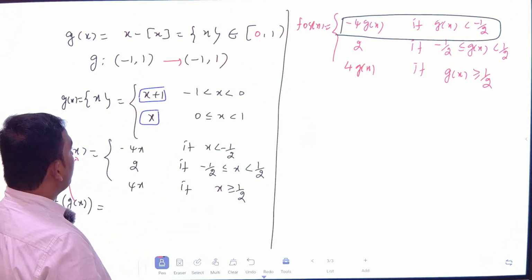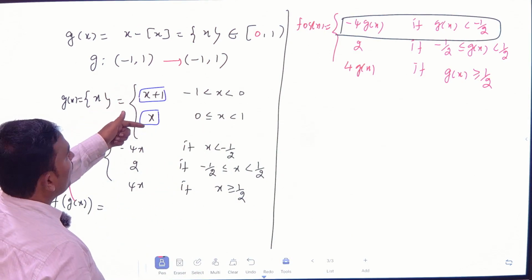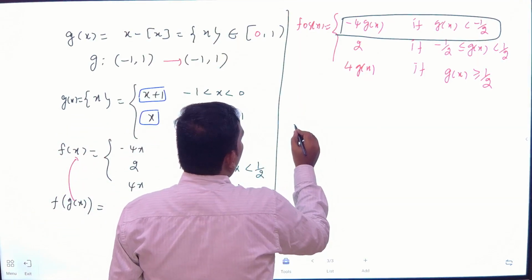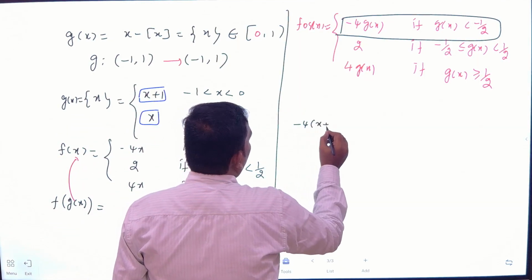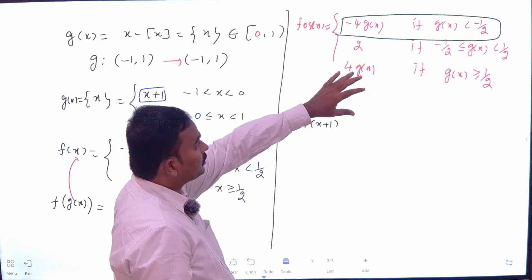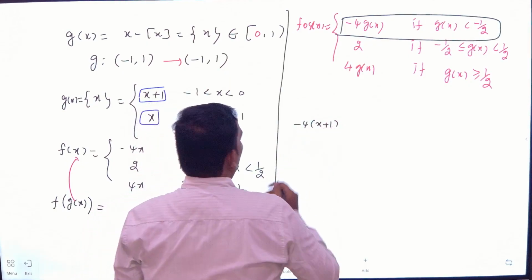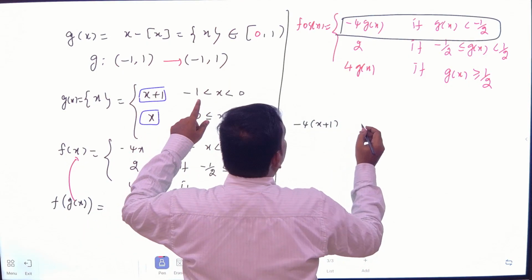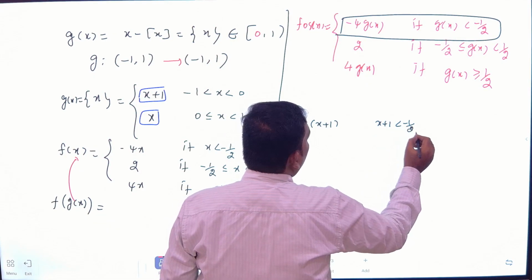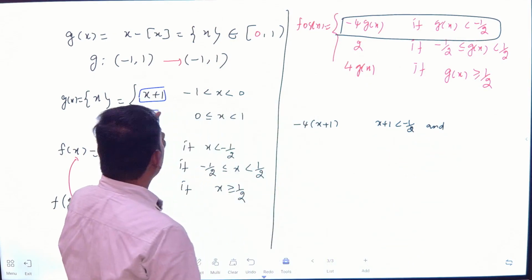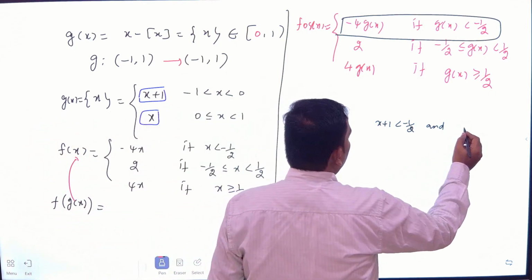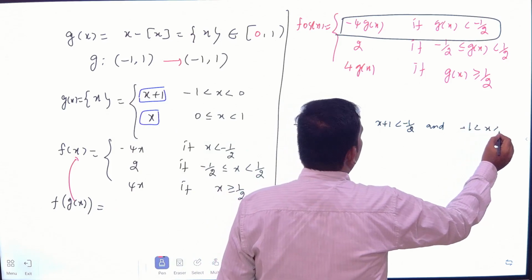What are the two piece functions there? You replace x with x plus 1 here. Roughly, you can do it: minus 4 into x plus 1, the first one. I am fixing the first one, right? Don't disturb the next two. Minus 4 into x plus 1, just replace, and x plus 1 is less than minus 1 by 2. And x plus 1 exists when x is minus 1 to 0, right? So you can take that also, minus 1 less than x less than 0.